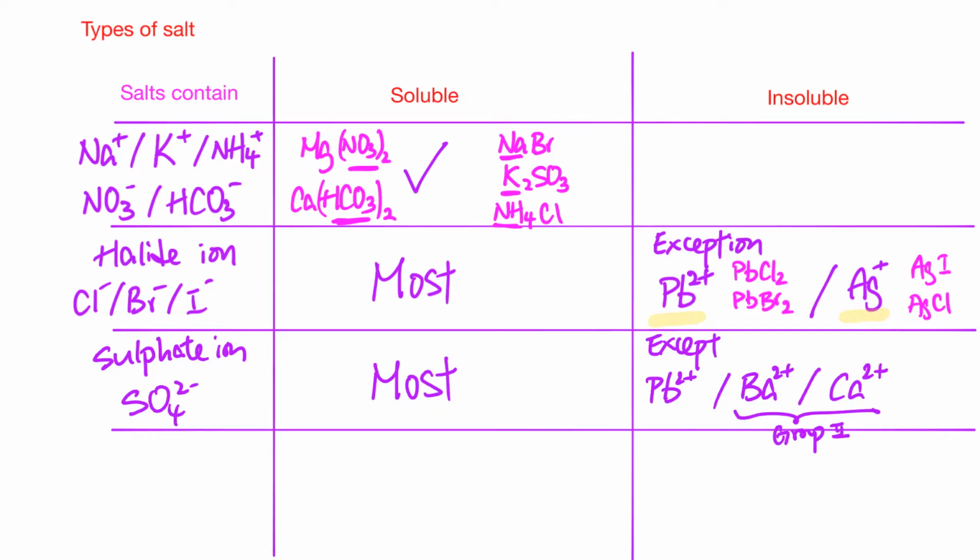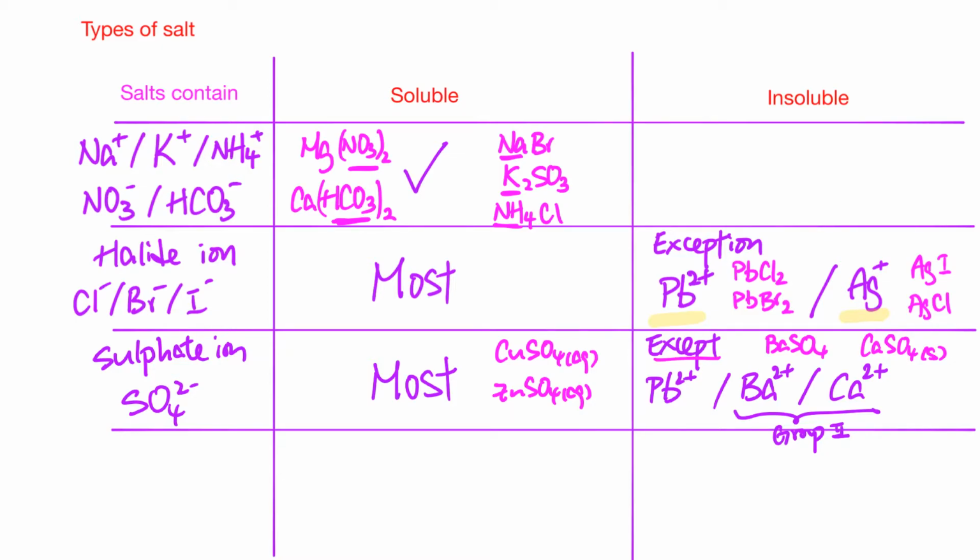So again, if they combine with calcium, say for example calcium sulphate, then they will become insoluble. Barium sulphate, they will then become insoluble. But most of the others, say for example, if you have copper(II) sulphate, that will be soluble. If you have zinc sulphate, that will be soluble. So remember, other than exceptions, most of them will be soluble.